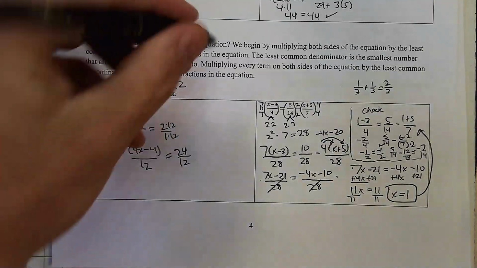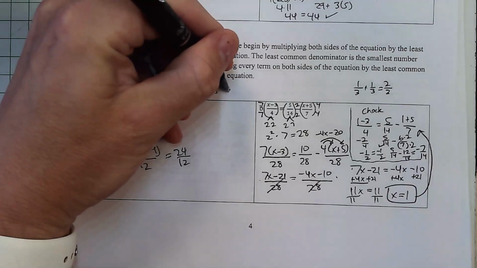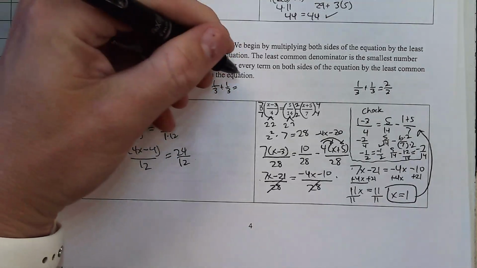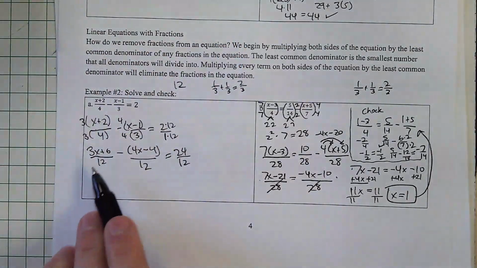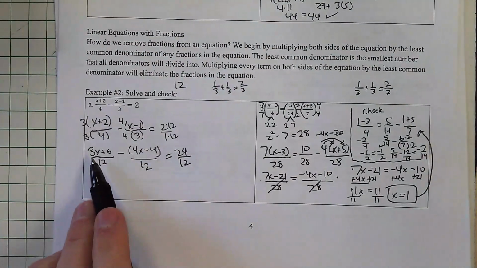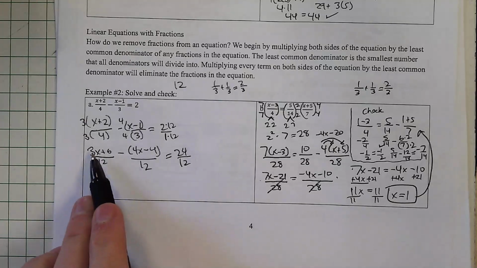So now if I have a common, like let's say I have 1/3 plus 1/3. What's 1/3 plus 1/3? 2/3. So if I have the same denominator, I could just combine the numerators. In this case, I'll subtract like terms.